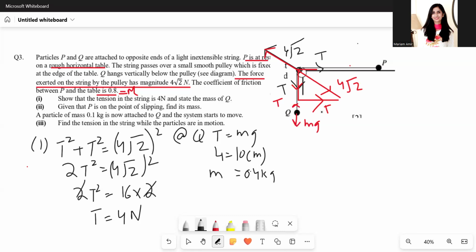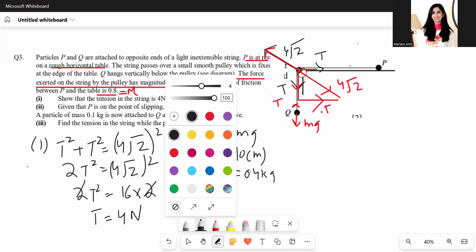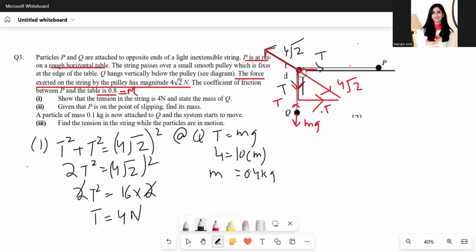Given that P is on the point of slipping, find its mass. Okay, now we need to find the mass of P. It's going to move. So we have tension in this direction. And since it's a rough table, this is going to be mu R. Okay. And then there's going to be weight, mg, or 10m. And there's going to be a normal contact force here.